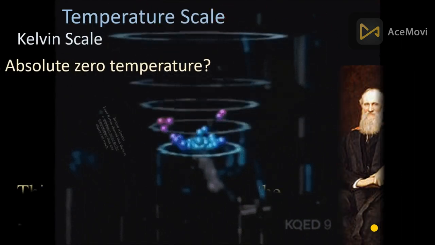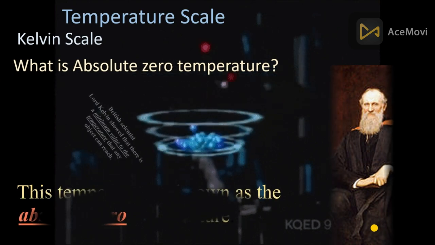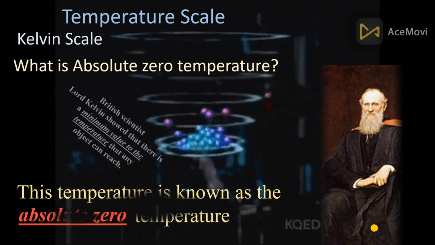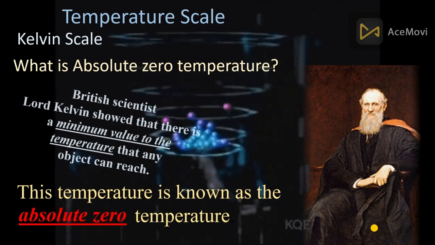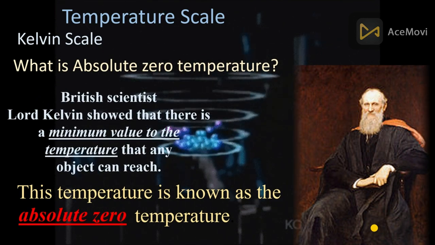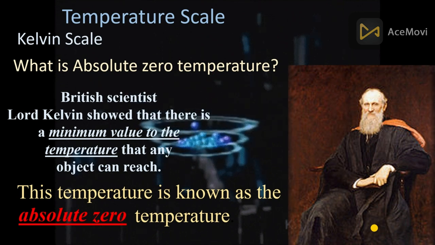Now we will look into the Kelvin scale. Before we go on to talk about the Kelvin scale, we will talk about what absolute zero temperature is. British scientist Lord Kelvin showed that there is a minimum value to the temperature that any object can reach.